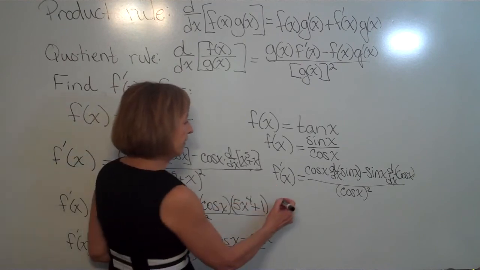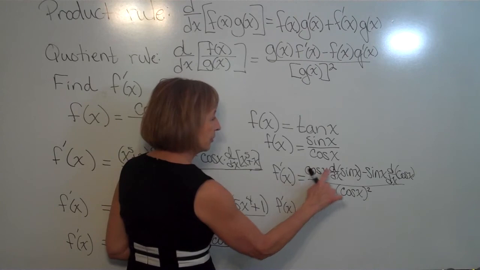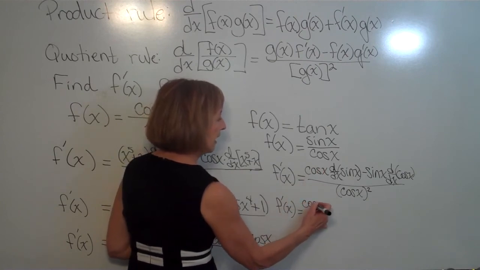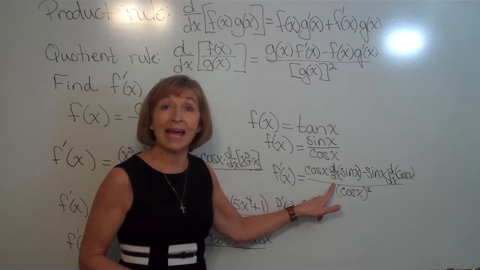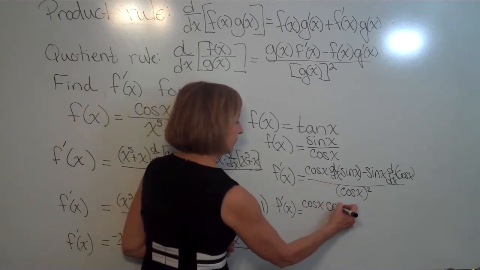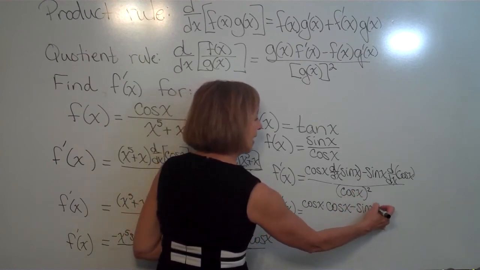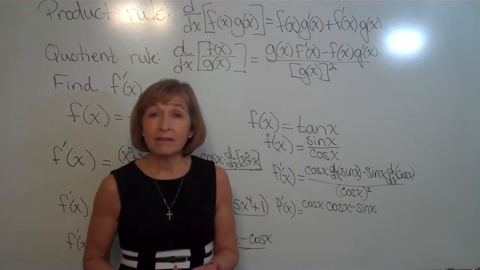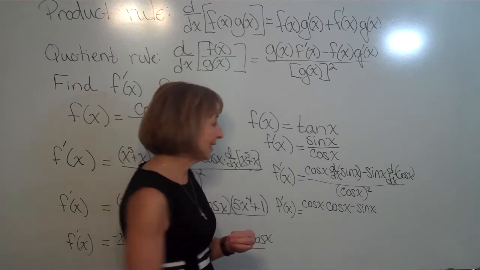Now, let's do the derivatives. So f prime of x is equal to, well, it's cosine x times the derivative with respect to x of sine x is cosine x. And then minus sine x times the derivative with respect to x of cosine x is negative sine x.